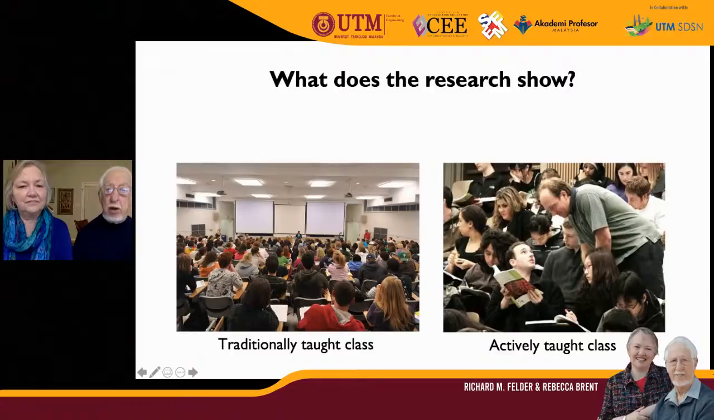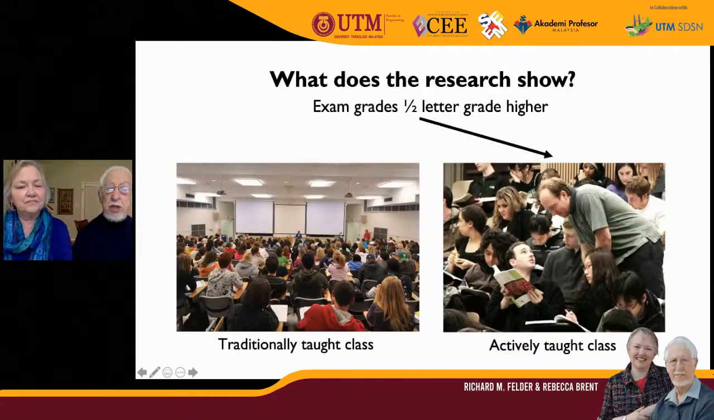So the first result we'll share with you of the research is that in the traditionally taught class, the students' average exam grade was a half a letter grade lower than in the actively taught class. So if in the traditionally taught class, the average grade on an examination was 70, the average grade in the active learning taught class would have been 75.